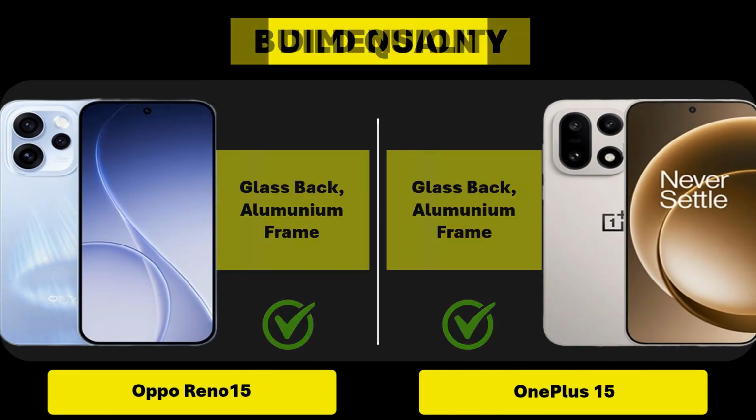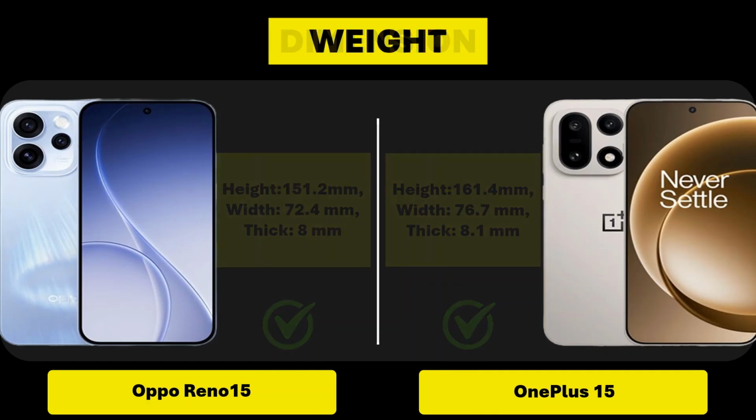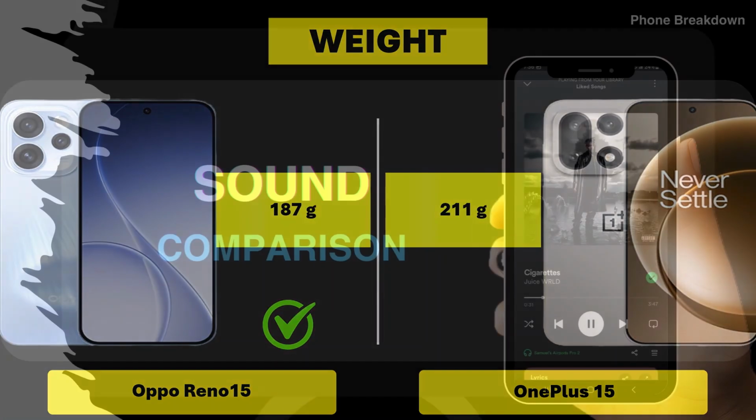Oppo Reno 15 measures 151.2 by 72.4 by 8 mm, while OnePlus 15 is a bit larger at 161.4 by 76.7 by 8.1 mm. Oppo Reno 15 is lighter at 187 grams compared to OnePlus 15's 211 grams.